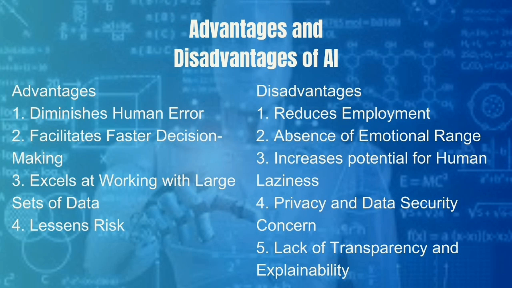And the last advantage is it lessens the risk. A huge advantage of AI is it can take on risky tasks which for humans would be extremely hazardous. This minimizes the risk involved in certain endeavors. For example, AI robots can mine for coal, explore the deepest depths of the sea, defuse a bomb, and even enter a volcano.